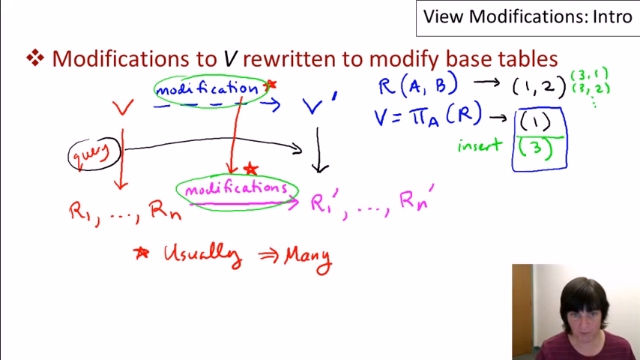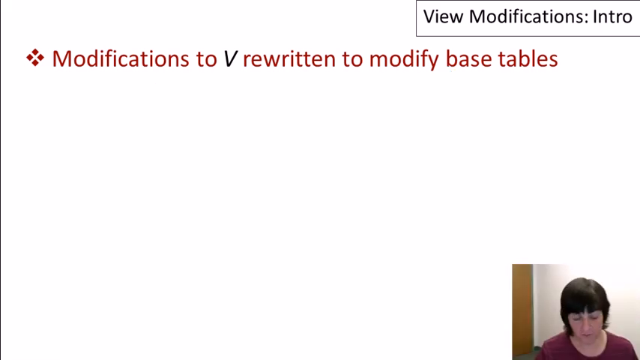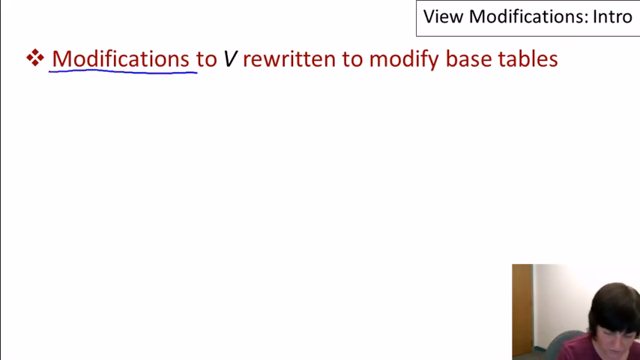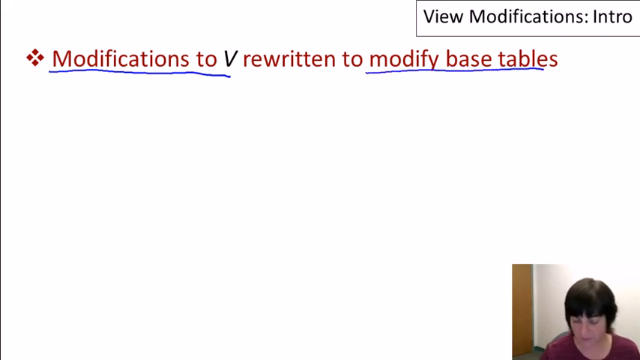So that's the crux of the problem. How do we decide which modifications to make to the base tables so that we get the desired modification to the view? Correctness is not so hard to achieve, but resolving ambiguity can be. Existing systems have taken fairly different approaches to this problem. Again, to specify the problem, we have modifications specified on a view V. We need to rewrite those to modify the base tables so that when we have our view over our new base tables, that reflects the desired new state of the view.